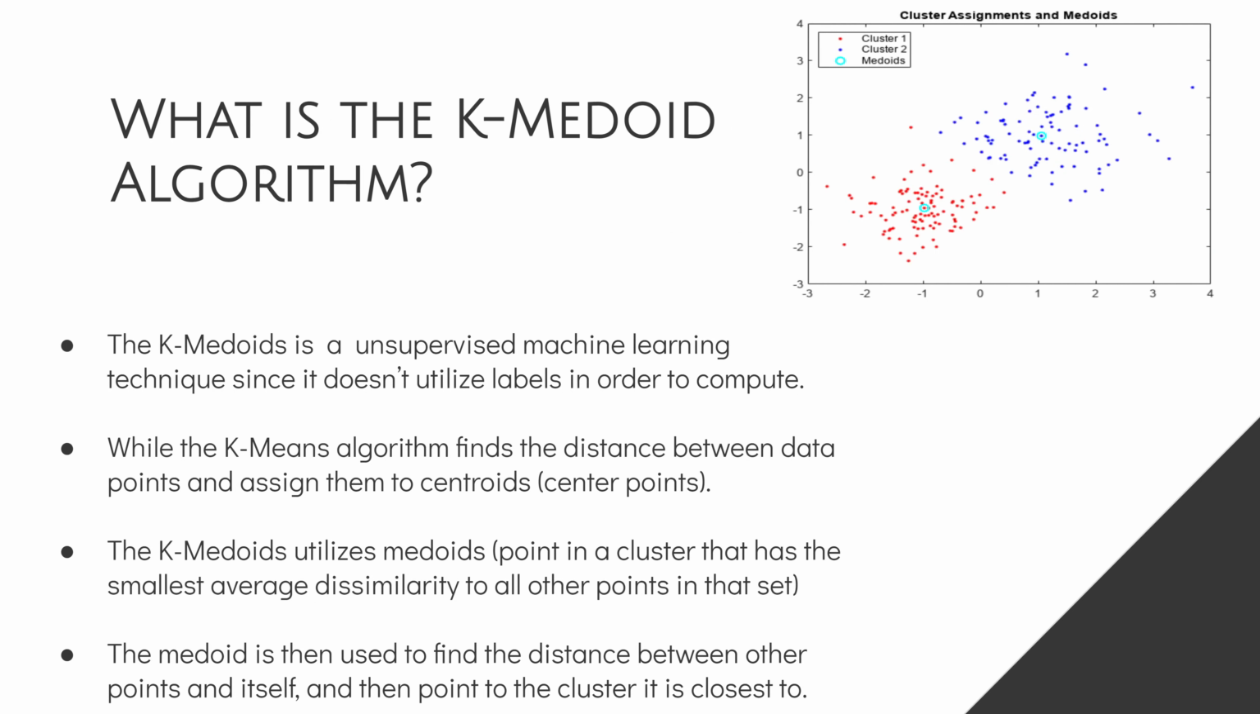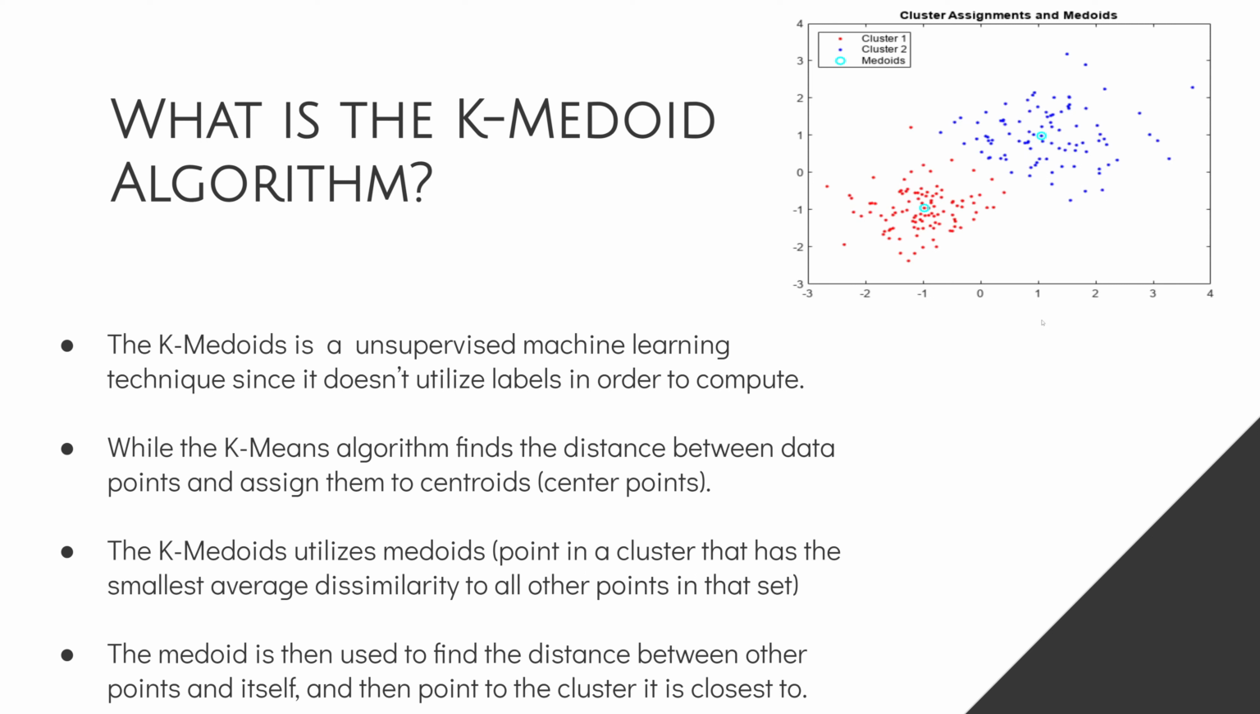So what is the K-Medoid algorithm? The K-Medoid is an unsupervised machine learning technique since it does not utilize labels in order to compute. While a K-means algorithm finds the distance between data points and assigns them to centroids, K-Medoids utilizes medoids. A medoid is really a point in a cluster that has the smallest average dissimilarity to all other points in that set. If you look at the top right, these are two separate clusters, and this is utilizing the K-Medoids algorithm. And if you look at where these neon circles are, they are directly over data points.